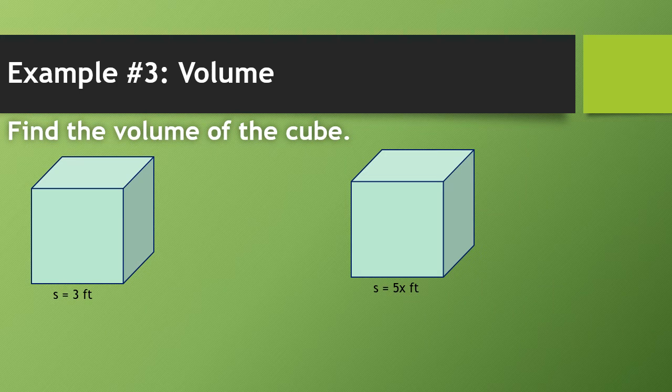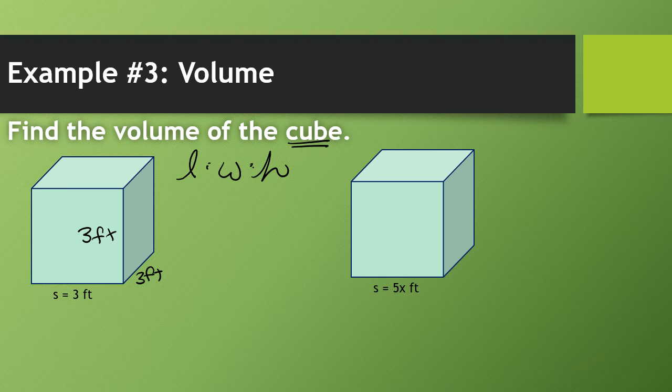All right, volume. If you think back to volume, the volume of a rectangular prism is length times width times height. Because this is specifically a cube, you know that all three sides are the same. So if this side is 3 feet, this side is 3 feet, and this side is also 3 feet.